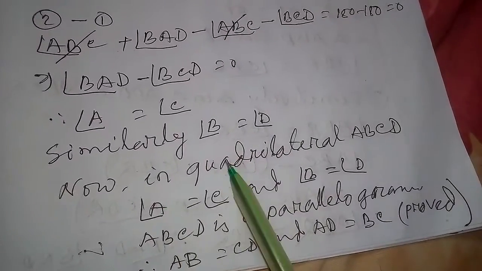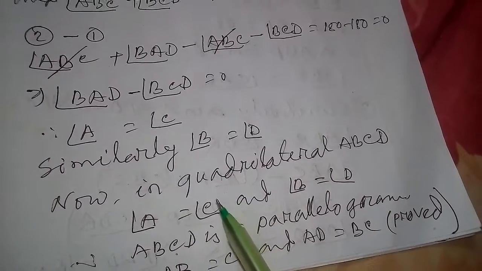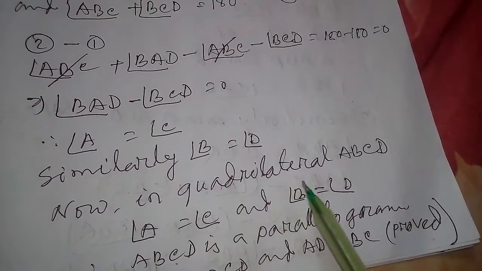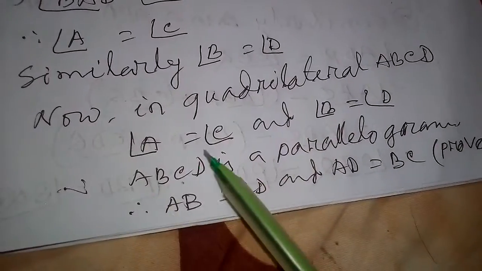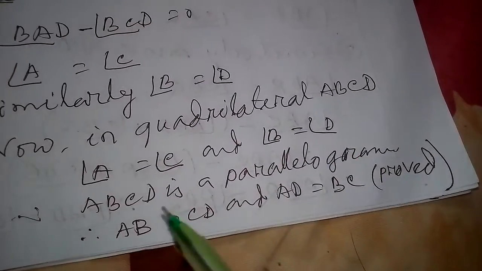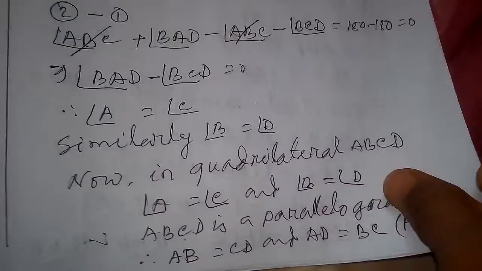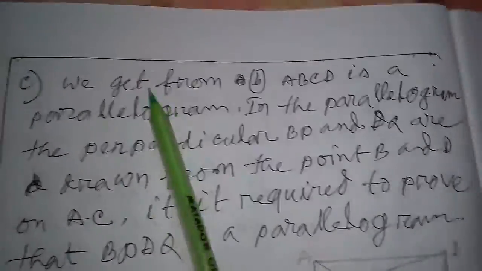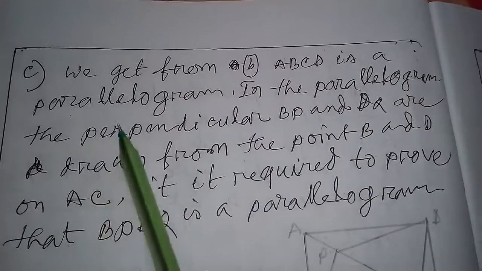Now, in quadrilateral ABCD, angle A equals angle C and angle B equals angle D. So ABCD is a parallelogram, and AB equals CD and AD equals BC. Hence proved. Number C: we get from B that ABCD is a parallelogram.